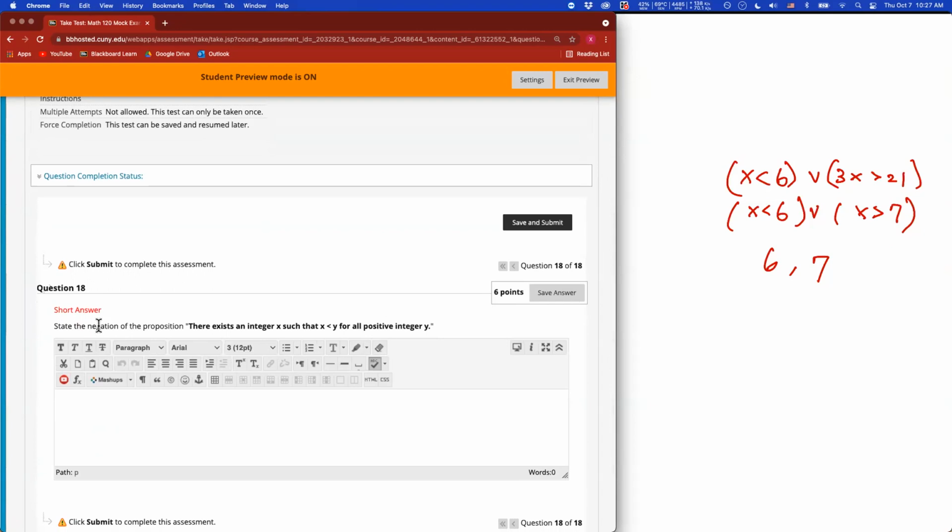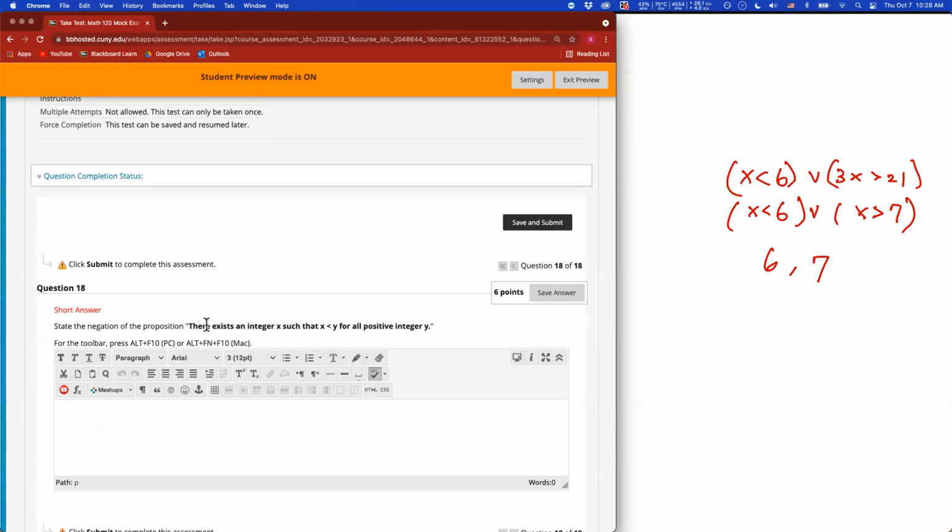Okay, the last one, you want to state the negation of the proposition: there exists an integer x such that x less than y for all positive integer y. So you have there exists. To negate there exists, you will have for all integer x, and then you have such that x less than y.